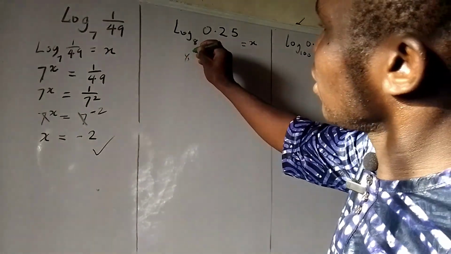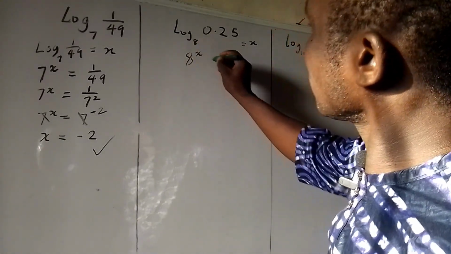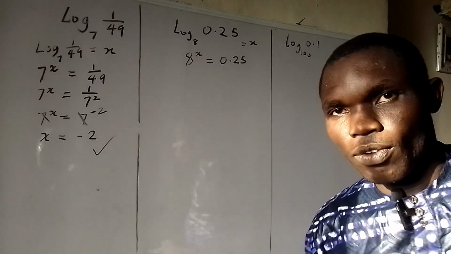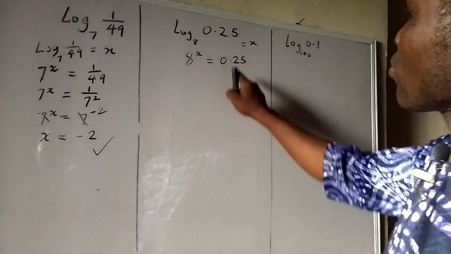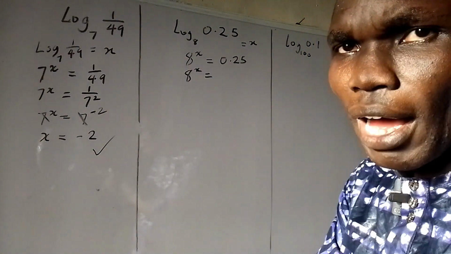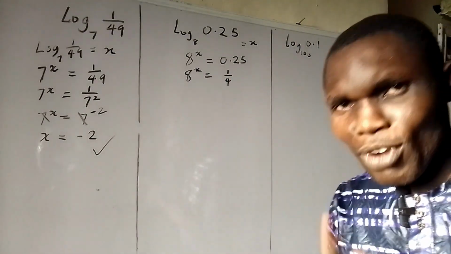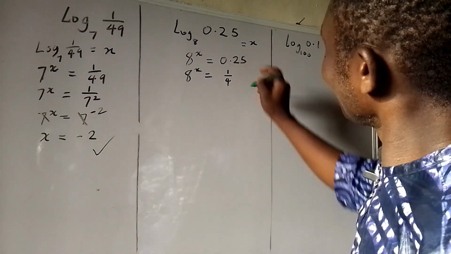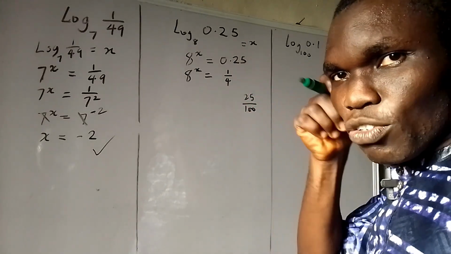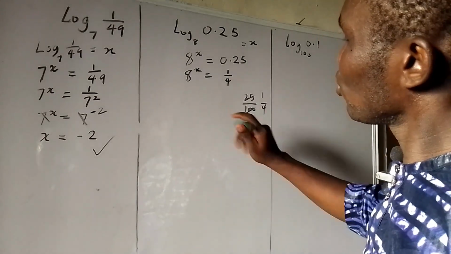So I'll have 8 to the power x is equal to 0.25. Now remember that 0.25 is the same as 1/4. Yes, 1/4. This is the same as 25/100, the fraction for 0.25. 25 here 1, 25 here 4. That's how I got 1/4.